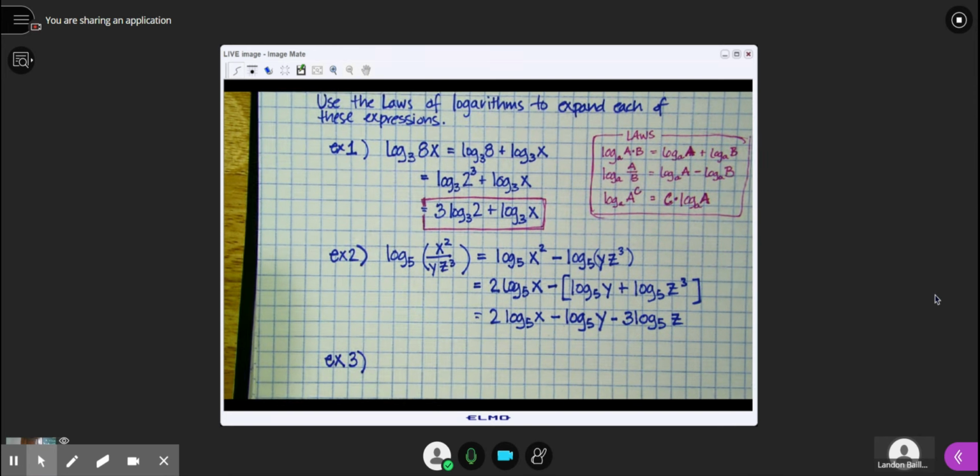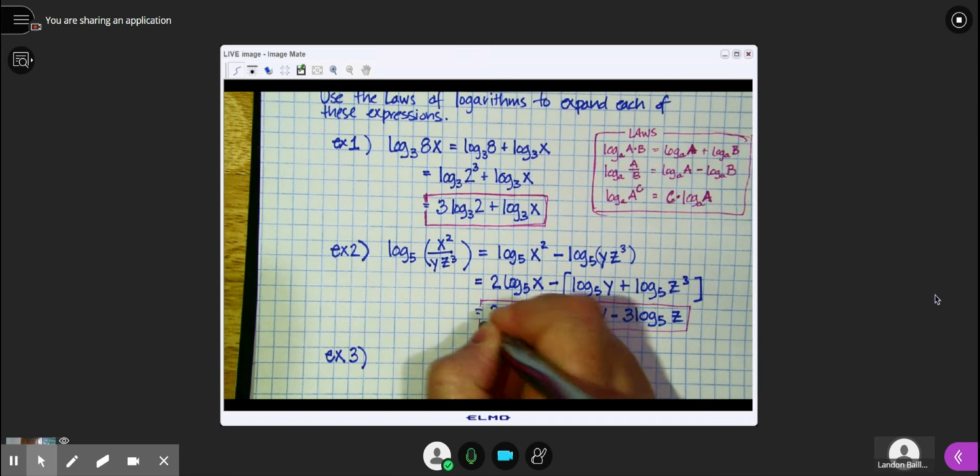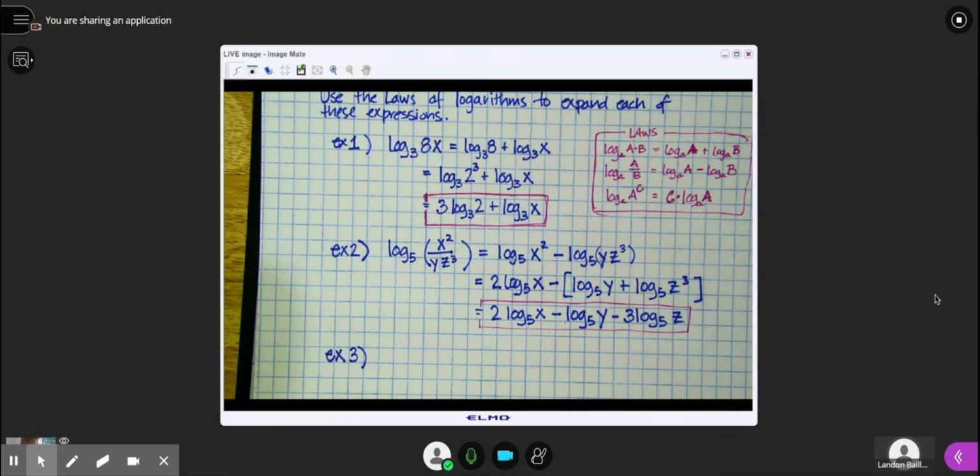Okay. We'll try one more expansion. Okay, so what's the other example we've got in here? Maybe we should try a really hard one? All right. We've got an ln of x times the square root of y over z. This one's a little bit fun.